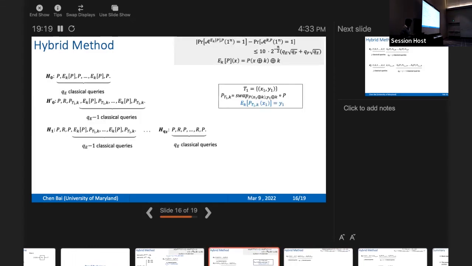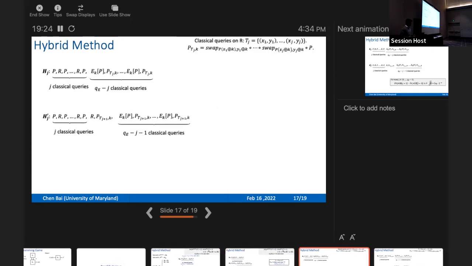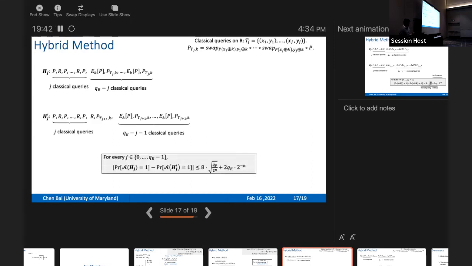So this is the idea of our hybrid method and how it works in the first round. Since I don't have enough time left, here is the general case of our hybrid in the jth round. We have the corresponding Hj and Hj prime, which is just the extension of H0 and H0 prime. We prove that for every j, Hj is close to Hj prime by constructing a resampling game. The bound comes from the resampling lemma along with some bad events we encountered.